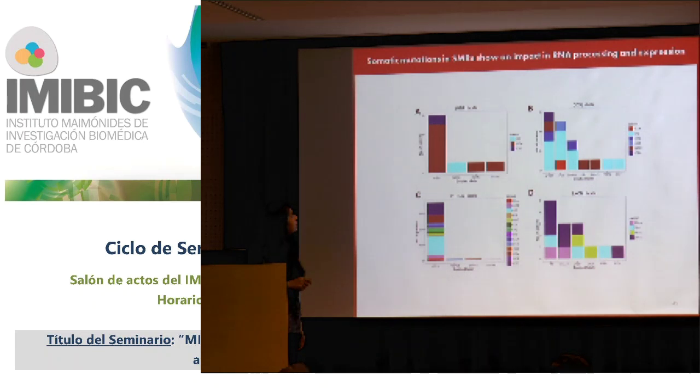Somatic mutations in SMRs show impact on RNA binding protein expression. This is the same idea: the number of patients where this RNA binding protein site is highly mutated and how they are affecting expression.